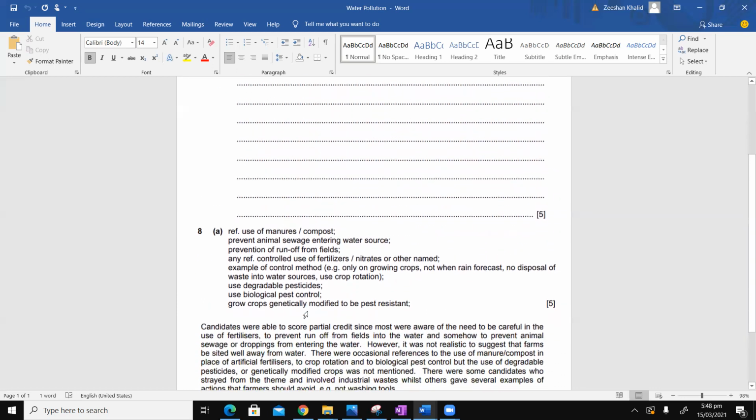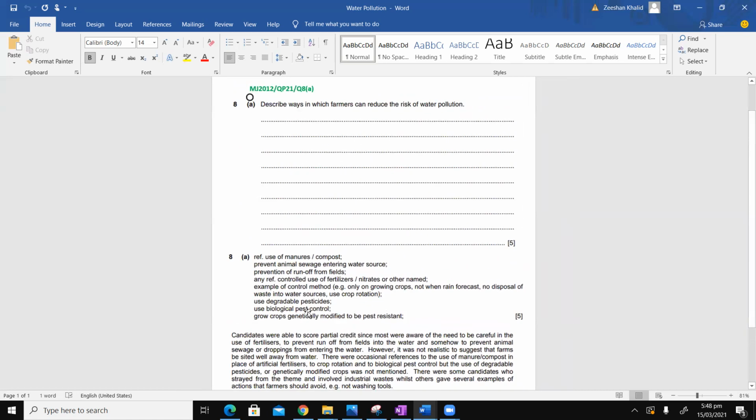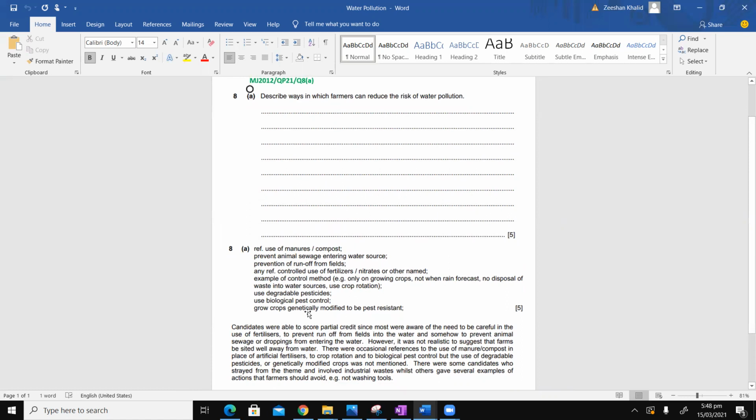Okay, I want to go through the examiner report first before I look at the mark scheme for this question. It says candidates were able to score partial credit since most were aware of the need to be careful in the use of fertilizers to prevent runoff from fields into the water, and somehow to prevent animal sewage or droppings from entering the water. However, it was not realistic to suggest that farms be sited well away from water. There were occasional references to the use of manure compost in place of artificial fertilizers, to crop rotation, and to biological pest control, but the use of degradable pesticide or genetically modified crops was not mentioned. There were some candidates who strayed from the theme and involved industrial wastes, while others gave several examples of actions that farmers should avoid. That's not washing tools.